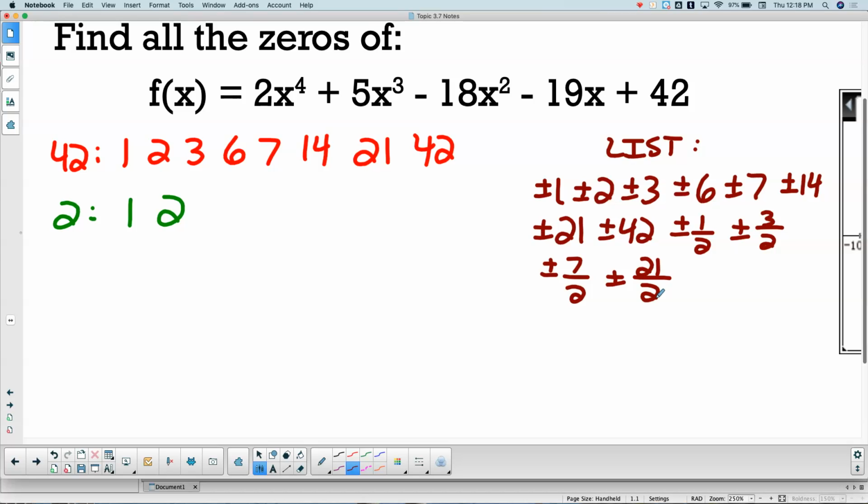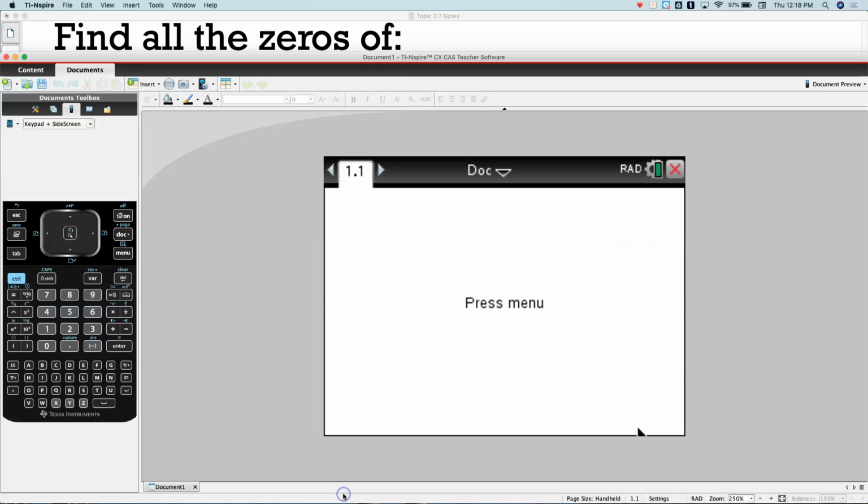Okay, so now, yesterday, if this was yesterday, we would have to sit there and we'd have to, happy birthday, Maddox! We'd have to go through and synthetically divide them all and divide them all. Okay, alright? Well, what we're going to do today now is go into our graphing calculator. And we're going to create a graph.